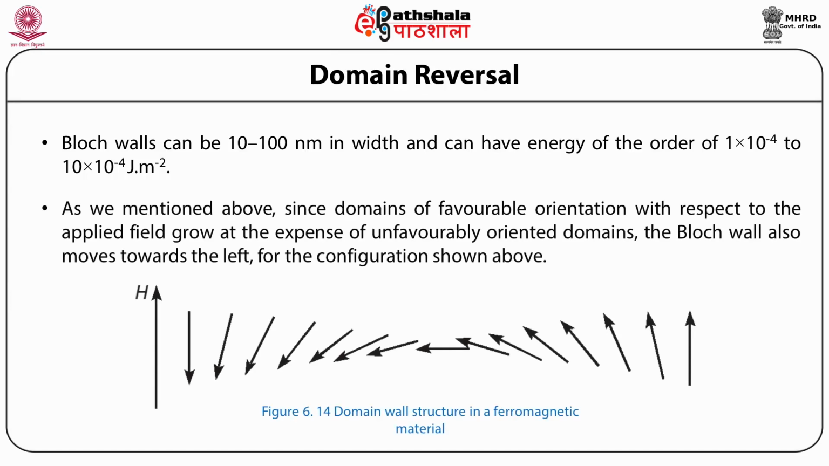As we have mentioned above, since domains of favorable orientation with respect to the applied field grow at the expense of unfavorably oriented domains, the Bloch wall also moves towards the left, as shown in the figure.